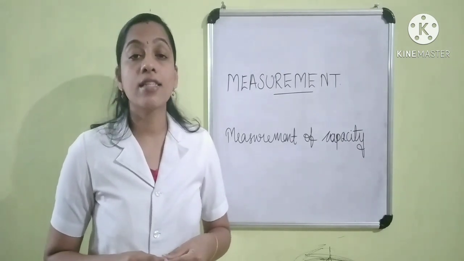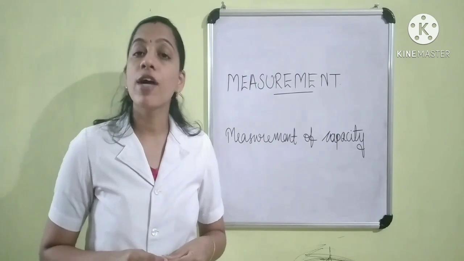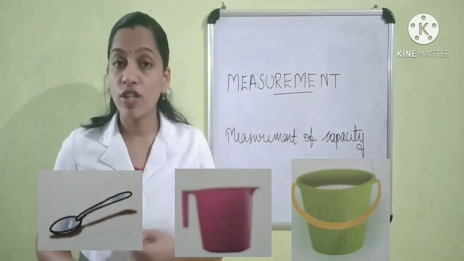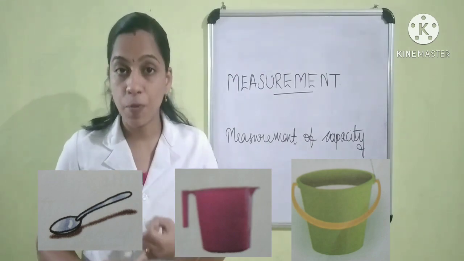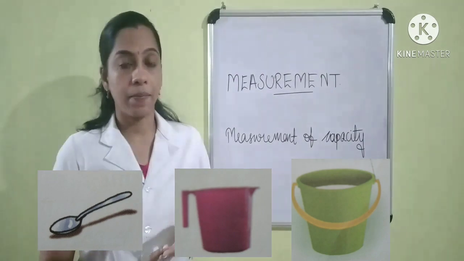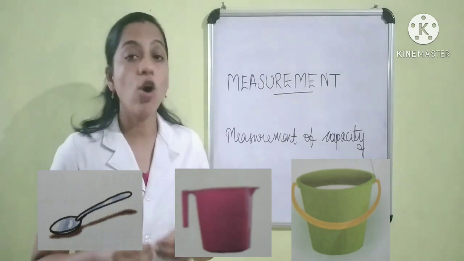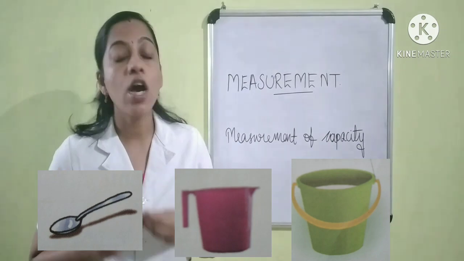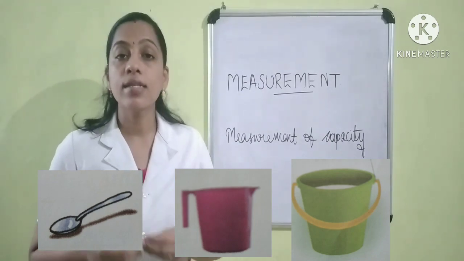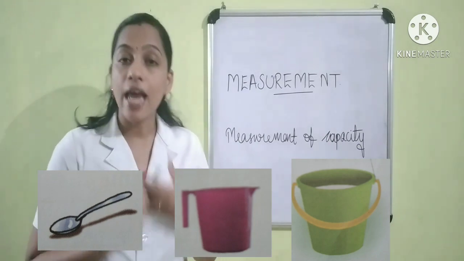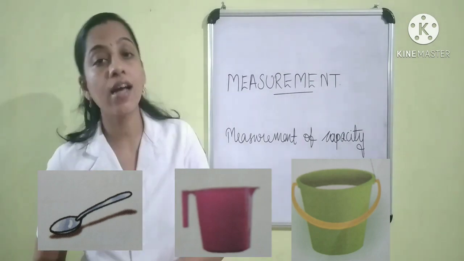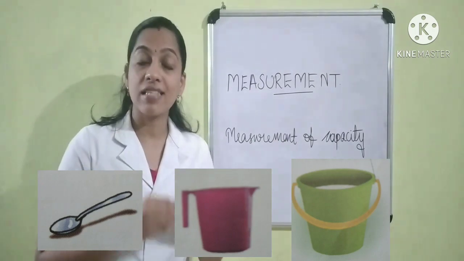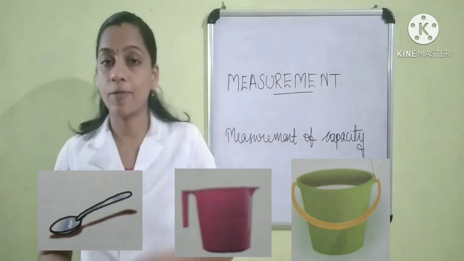So today let us learn about measurement of capacity. Children, I am going to show you three things. Can you see the three things? Yes, a spoon, a cup and a bucket. Tell me children, which container will hold more water? Yes, we know the bucket can hold more water because the size of the bucket is larger than the spoon and the cup. Isn't it? That is, the capacity of a bucket is larger than a cup and a spoon.